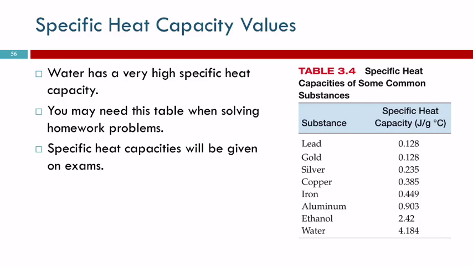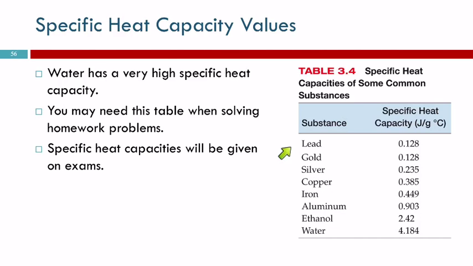Water has a very high specific heat capacity. Here's a table from your textbook. Water's down here. 4.184 joules are required to heat 1 gram of water 1 degree. So if it was 25 degrees Celsius and you wanted it to be 26 degrees Celsius, it would take 4 joules to do that. If you had 1 gram of lead and you were trying to make it change the same temperature, you'd only need 0.128 joules. Lead has a low specific heat.